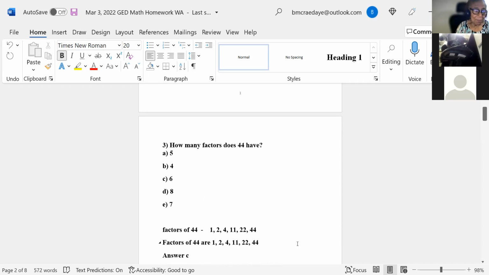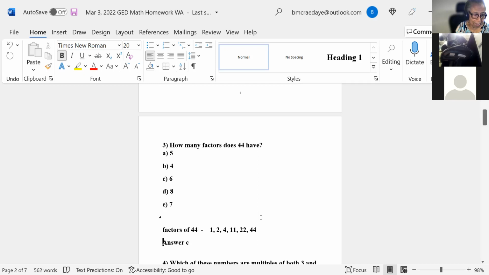Remember I said for your factors, Maureen, you always start with 1 and you end with the number that you factor. So you can put in the 1 and the 44. Now you came up with 4 more, right? Because you said B, but if you have these 4 plus the 1 and the 44, that's a total of 6. So there's 6 factors. Answer C. You got it? Always start with 1 and end with the number that you're factoring.